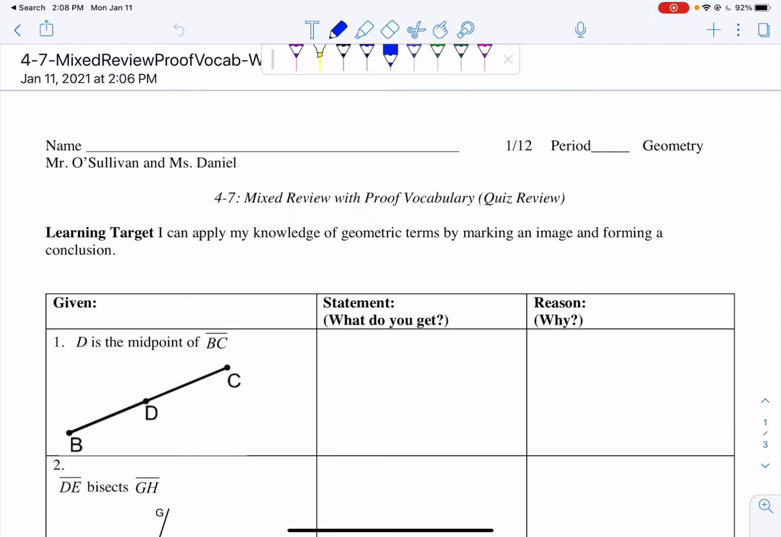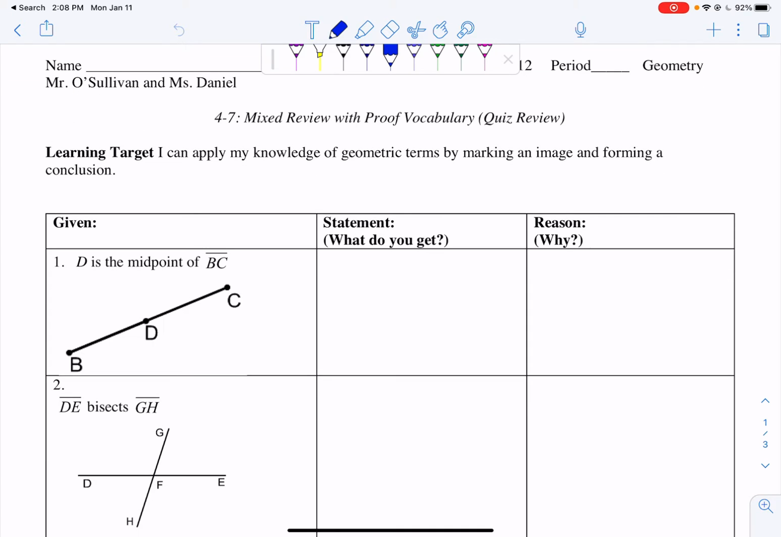Today during Zoom, we're going to go over this handout. But if you missed Zoom, here's the quiz review gone over. This will be very similar to what your quiz will look like tomorrow. It's going to be some givens, and then you're going to have to make a statement and then a reason. I'll tell you exactly how many statements and reasons I want you to write. So let's get down to business.